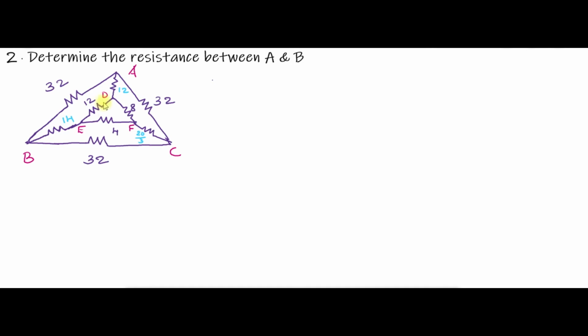So first redraw this circuit DEF. So here I have redrawn this circuit. This is in the form of a delta. So you have to convert this into star. So you can see between D and F 8 ohm. All these numbers are in ohms. So between D and E 12 ohm and between E and F 4 ohm. Now you have to determine the resistance across D, E and F.